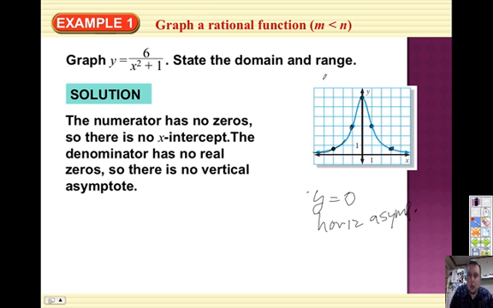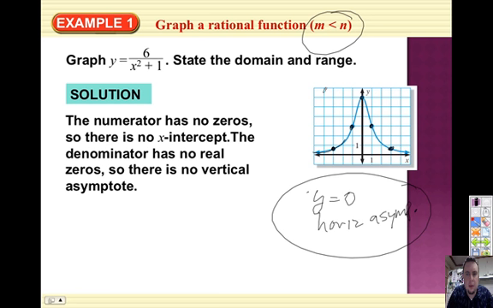Can I draw lines straight up and down that it would never touch? No, it touches everywhere. It goes left, it goes up, goes down, it goes right. There are no vertical asymptotes. So this is the key. Making coordinates is the key to this type. So example number 1, this is just one case of m less than n. There could be other types, so just be ready for any type.